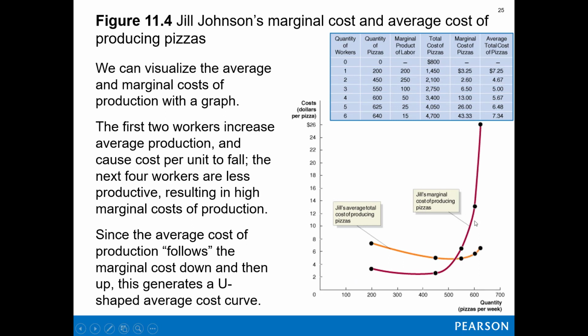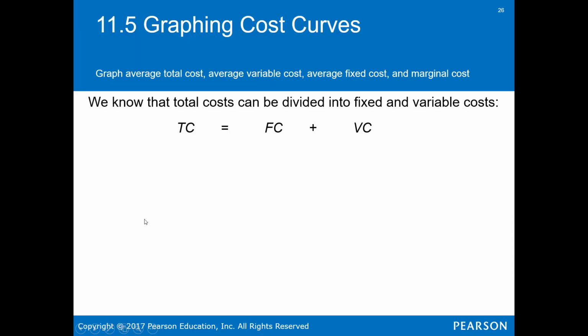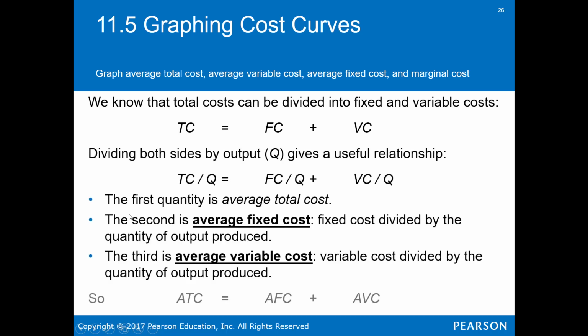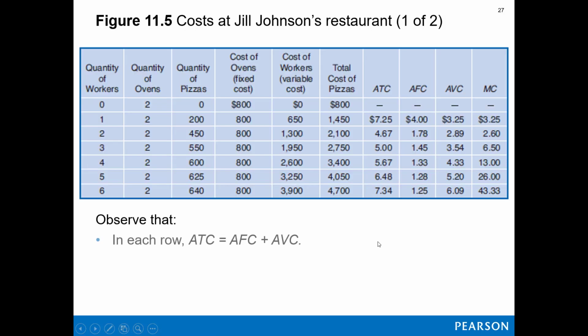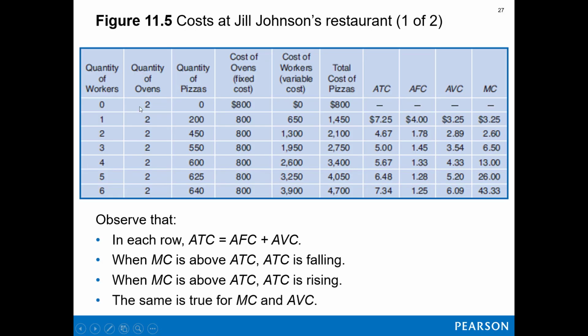This red line is Jill's marginal cost of producing pizzas, and this is Jill's average total cost of producing pizzas. We know that total cost can be divided into fixed and variable. By dividing both by Q, the first quantity is the average total cost, the second is the average fixed cost, and the third is the average variable cost. So average total cost equals average fixed cost plus average variable cost. Observe that in each row, average total cost equals average fixed plus average variable.